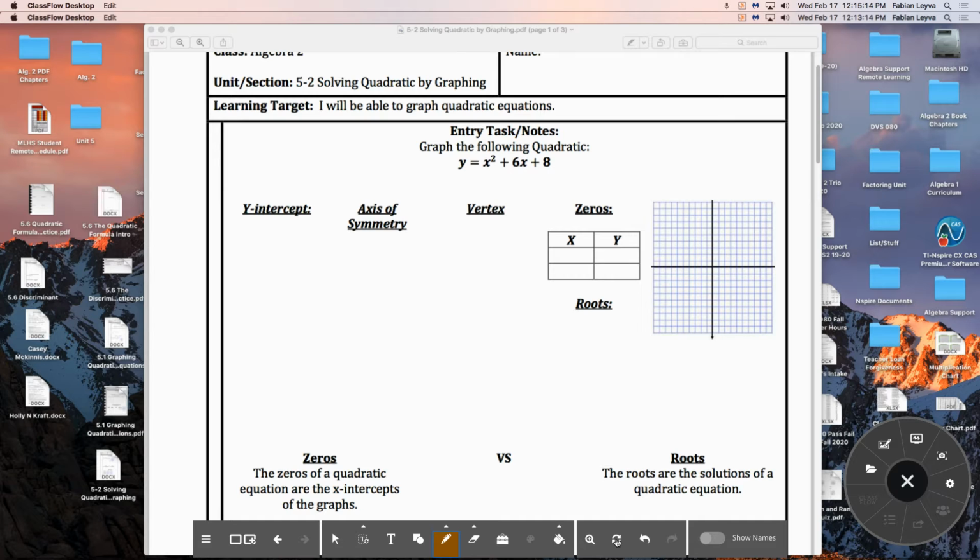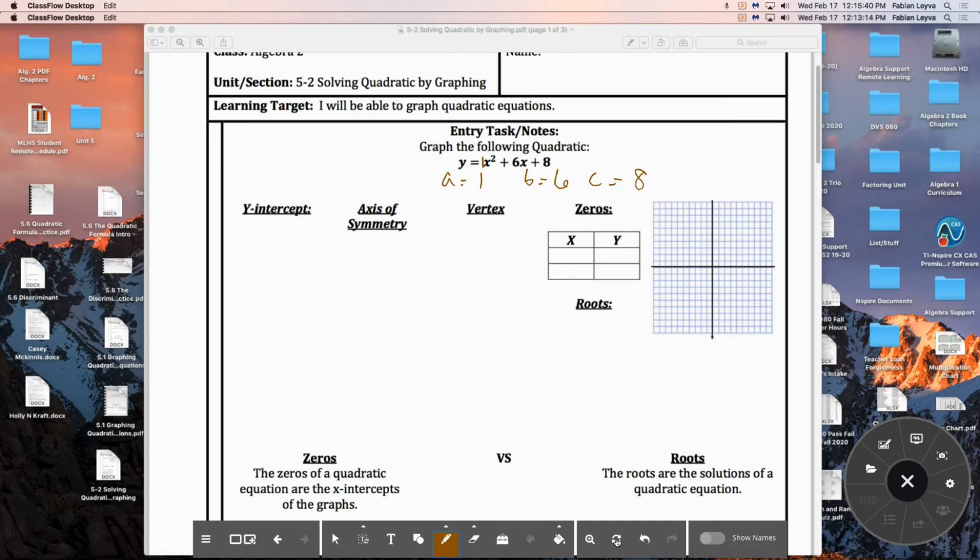Remember that whenever you're graphing a quadratic, the first step is to find your a, your b, and your c. Your a is always the coefficient of the x squared term, which in this situation is a 1. Your b is a positive 6, and your c is the constant, which is an 8. Remember that these don't change: a is always the coefficient of x squared, b is always the coefficient of x, and c is always the constant.